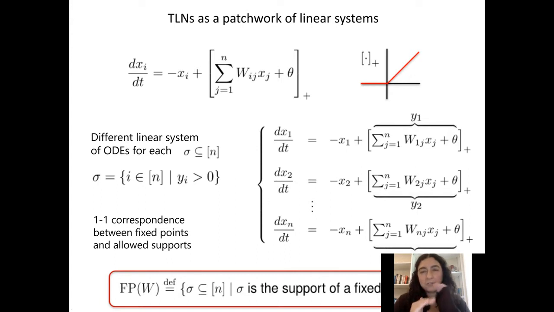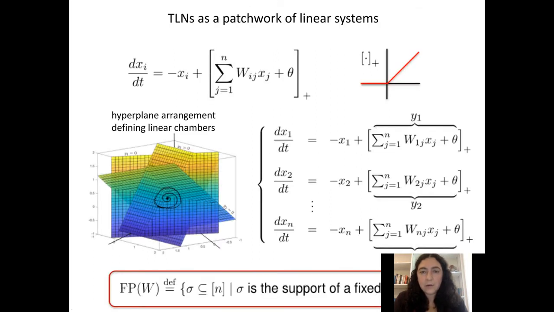And so you really end up chopping up the state space into these different linear chambers, where you have an honest-to-goodness linear system of differential equations that's governing the dynamics. And in each of those linear chambers, there may or may not be a fixed point. So the game of figuring out what the fixed points of these networks are is really the same as figuring out what chambers contain the fixed point associated to their linear system.